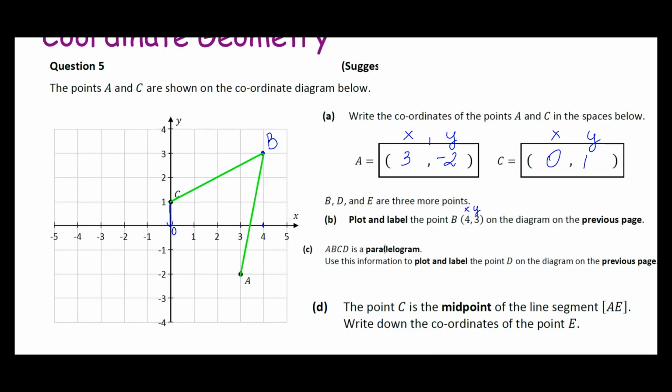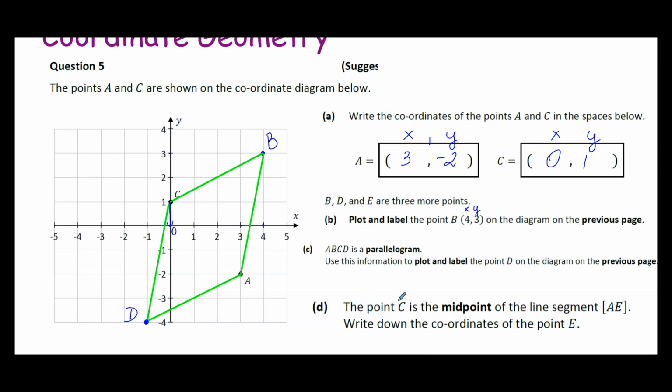So if it is a parallelogram, well, that means that this line here has to be parallel to that line at point B. So I'm saying from observation, I can see that it goes down 2 and then across 4. So if I go down 2 and go across 4, I'm going to get an additional point, yeah? We're just doing it by observing. So that is my point D.